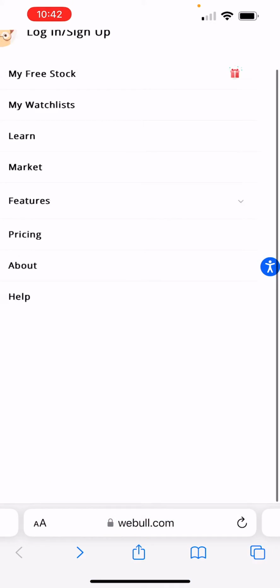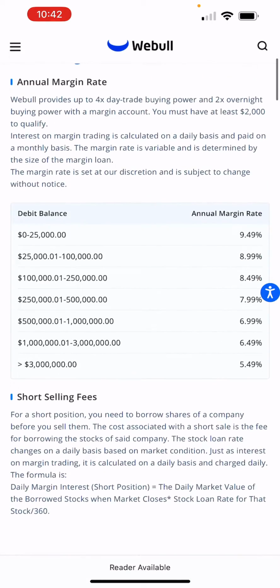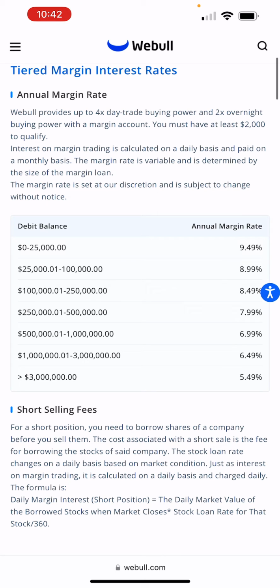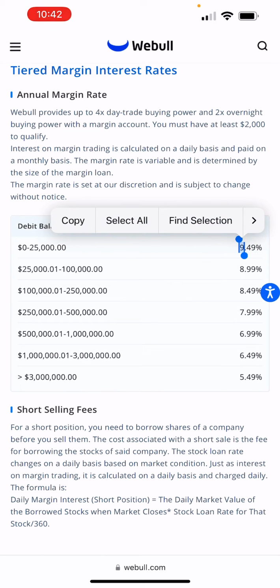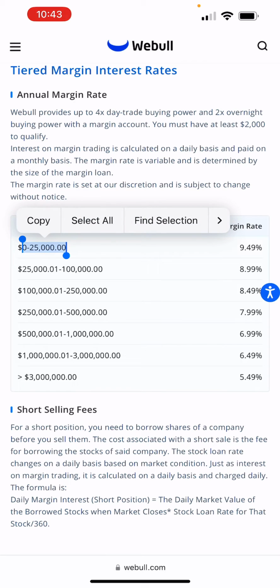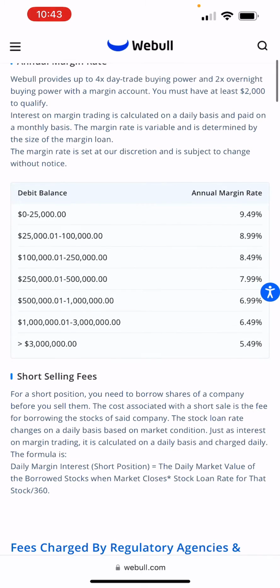I think here we go to pricing for them. Yes, pricing. And so they have 0 commissions, but here they have their annual margin rates from $0 to 25,000, 9%. So they're saying basically from 0, you can have perhaps the 4 times, because it says we provide 4 times and 2 times overnight. That's what I have with the margin account. You must have at least 2,000. Okay, 2,000 to qualify. So there you go. You need 2,000 to qualify for the margin in Webull.